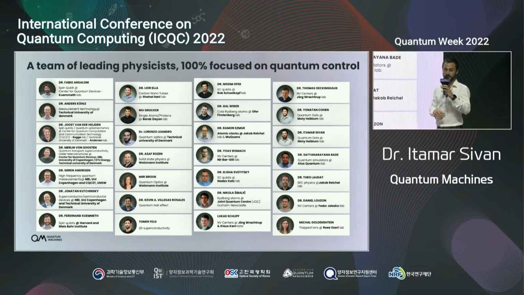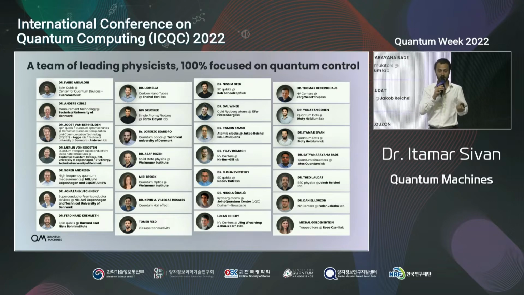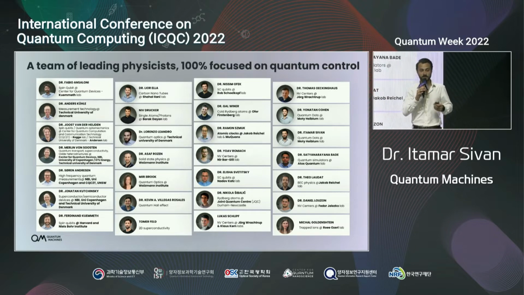Another particular person that is worth noting is Nissim Ofek here at the top. He's one of the co-founders of the company. Nissim was the first person in the world to ever demonstrate quantum error correction. He did that during his postdoc at Yale. And we're talking about error correction, not error detection. So this was one very big demonstration.